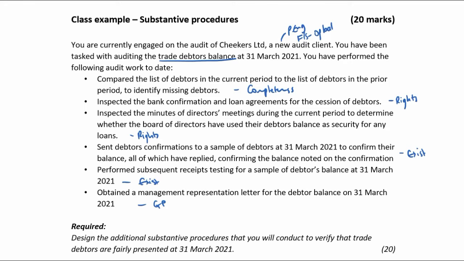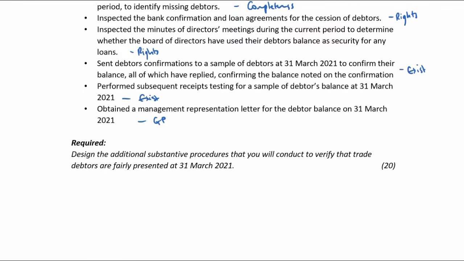Required. Design the additional substantive procedures that you will conduct to verify that trade debtors are fairly presented at 31 March 2021. So I need to consider what substantive procedures are missing from the substantive procedures that I would want to do for trade debtors, and I need to list them. So I can now go up here. For 20 marks, guys, so let's just finish this assessment.